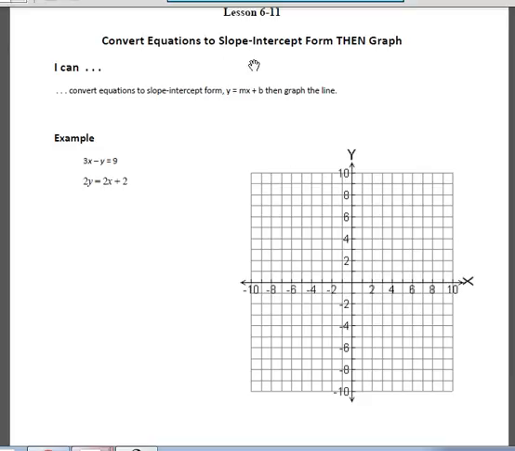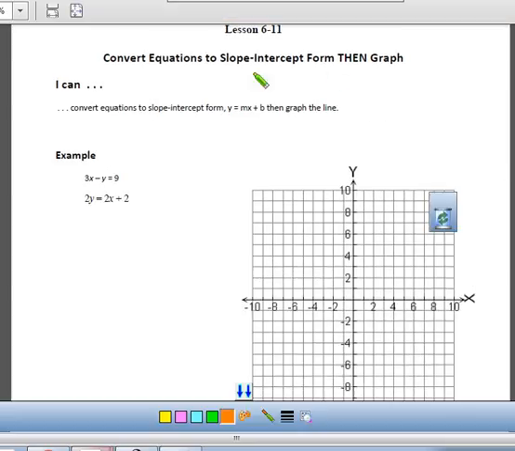And this is a lesson for converting equations to slope-intercept form, then graph. Now, we are actually going to change this lesson a little bit. We're going to convert to slope-intercept form, and we will be doing some graphing just to check our answers. But we're actually going to solve using substitution.